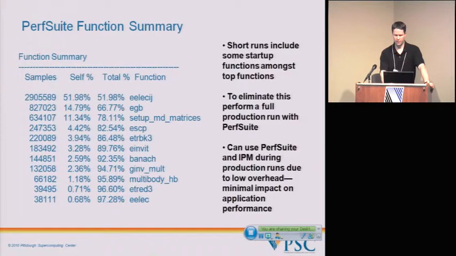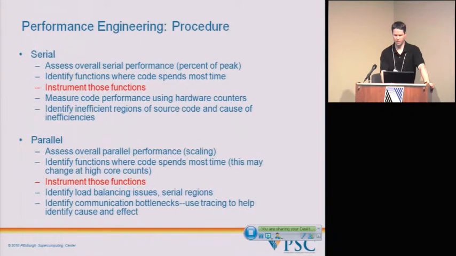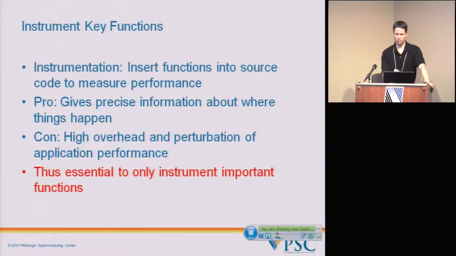Okay, so now we've been able to take a quick snapshot at what are the important functions, or at least what's the overall performance of the code. And now we're going to go ahead and instrument those functions. And so we're inserting other functions into our source code to measure performance. This will give us precise information about where things are happening, but there can be high overhead associated with this, and that can affect the accuracy of the measurement. So the key thing will be, if you want really accurate timings, to only instrument those functions that are important or critical to what you're doing.